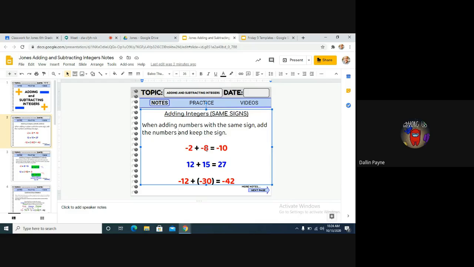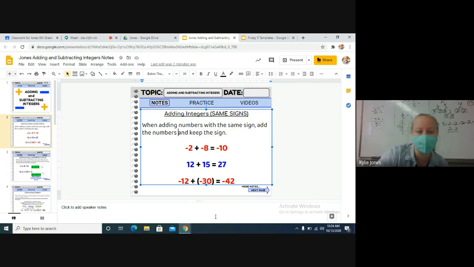It definitely is. What does the parentheses mean? The parentheses right here are showing you that it's a negative 30, not subtracting 30. So you're adding together two negatives instead of a negative 12 minus 30. That would give you a different answer. Yeah. So the parentheses around the negative are showing you that that's a negative number.